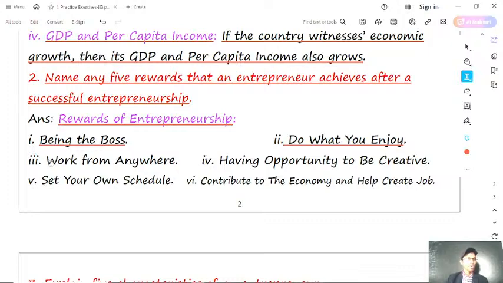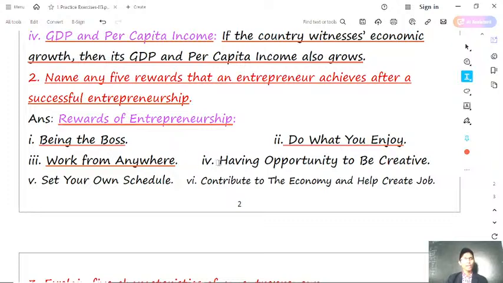Third reward is work from anywhere. If you are the boss of any particular company, you can work from anywhere, because there will be a lot of employees in your company. Along with this, you have to give the commands and set up new ideas. Along with this, you should think beyond expectation.